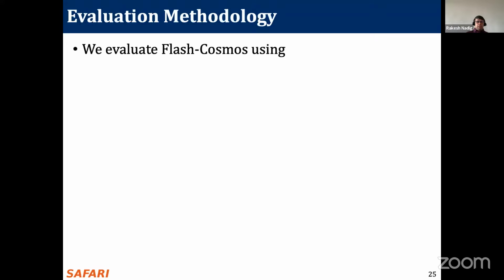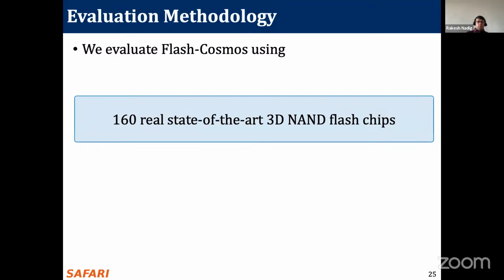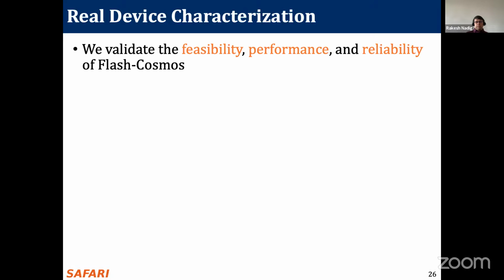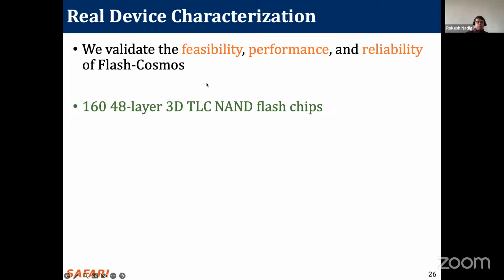The evaluation methodology we use has 2 approaches. One is we use 160 real state-of-the-art 3D NAND flash chips to evaluate the feasibility of Flash Cosmos. We perform this real device characterization to validate the feasibility, performance, and reliability of Flash Cosmos. We do it on 160 48-layer 3D TLC NAND flash chips, which means it's triple-level cell, and each block has 48 word lines.